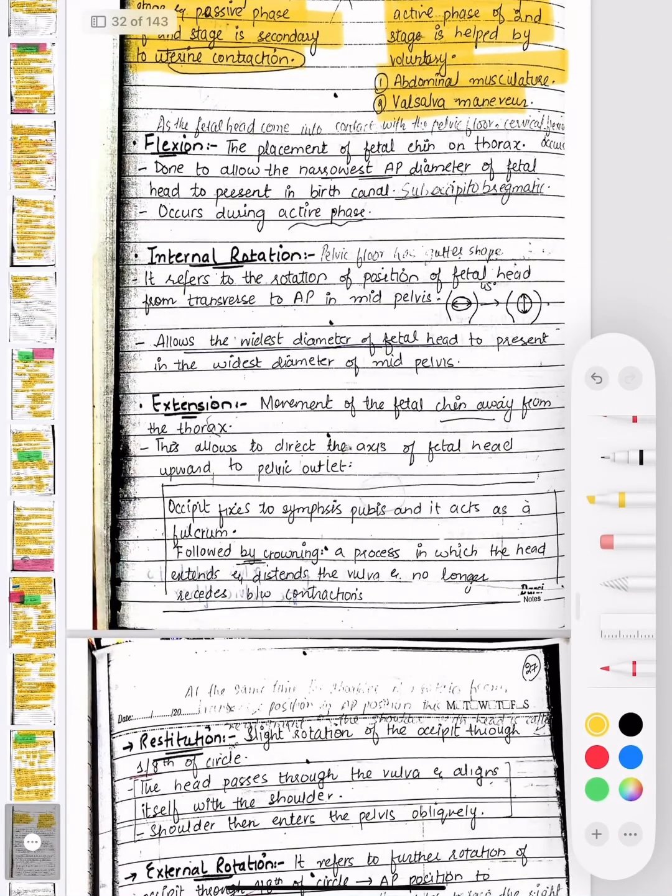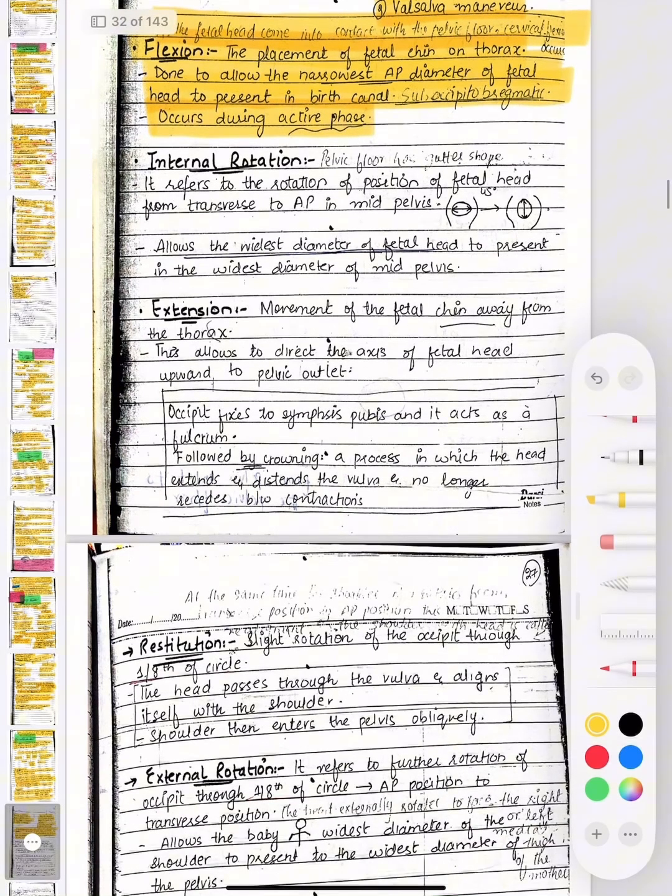Then flexion occurs, the placement of the fetal chin on the thorax, to allow the narrowest anterior posterior diameter of the fetal head, the suboccipitobregmatic, to be present in the birth canal. It occurs during the active phase, as the fetal head comes into contact with the pelvic floor and cervical flexion occurs.